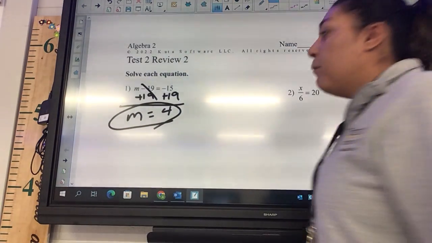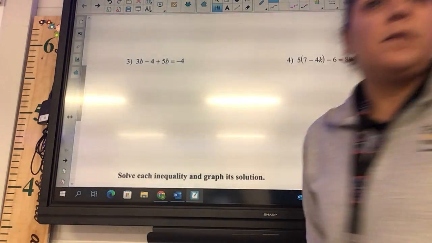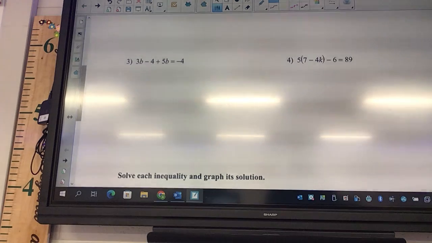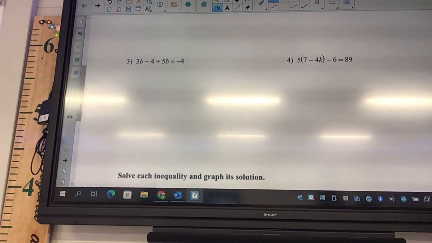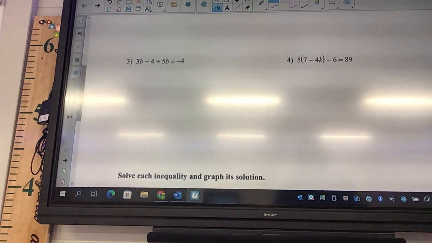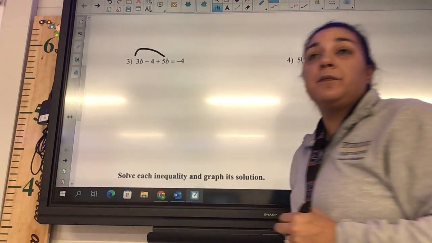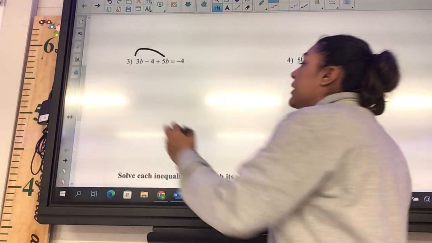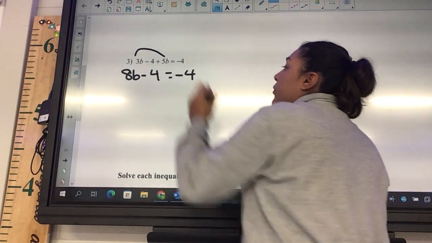Okay, look at number 3. What do we need to do first? Yeah, we got to combine. What can we combine? 3 and 5. So what is 3 plus 5? 8. 8b minus 4 equals negative 4.